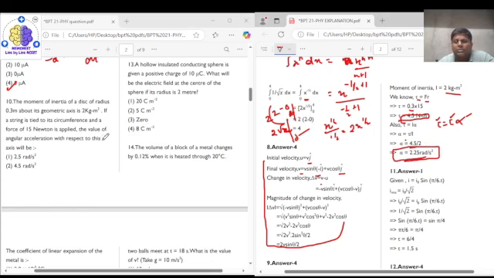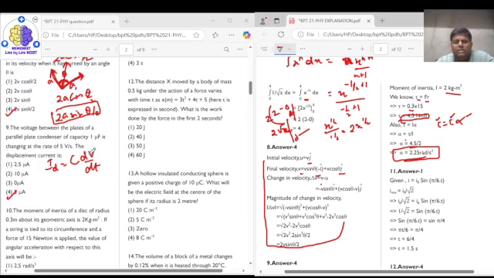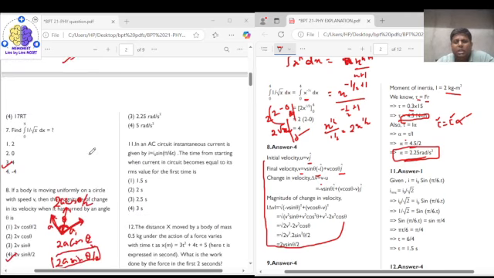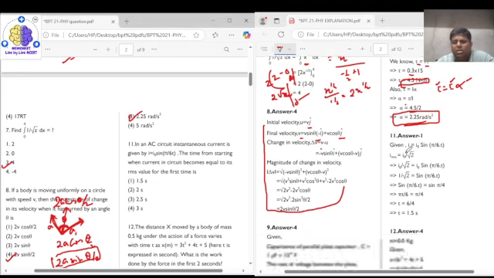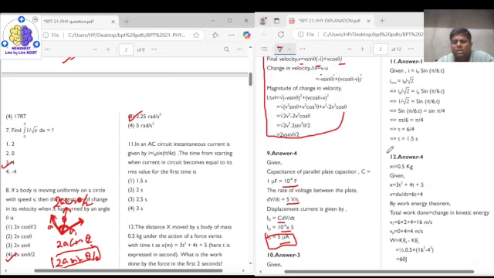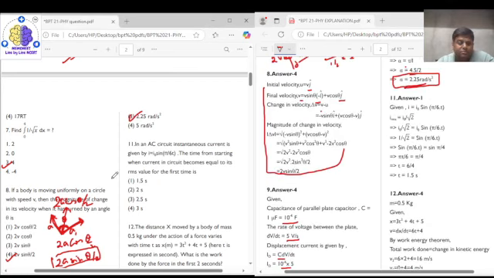So the correct answer for question number 10 is 2.25 radian per second square, which is our option 3. So for question number 10, option 3 is the correct answer.